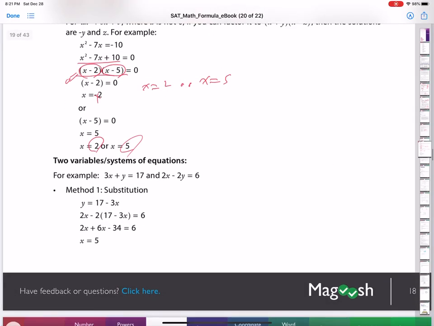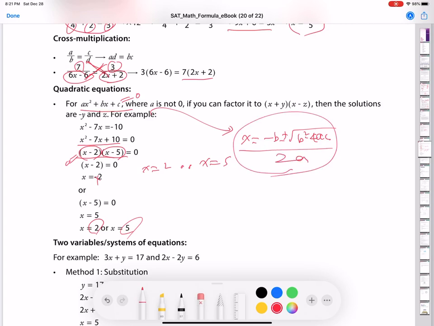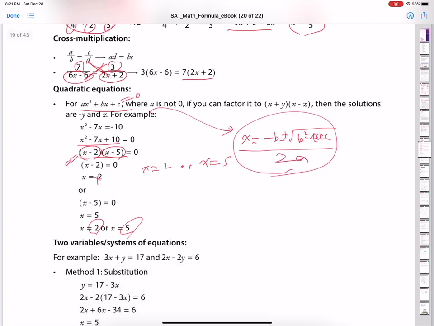And another one is the quadratic formula. Do you understand the quadratic formula, right? How can you find the solution of ax squared plus bx plus c equals 0 using the quadratic formula? x equals what? Negative b plus or minus the square root of b squared minus 4ac, all over 2a. Use this formula sometimes.